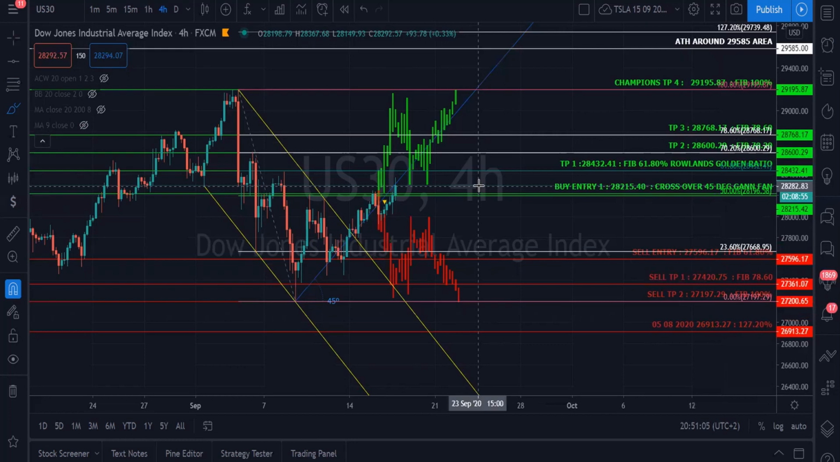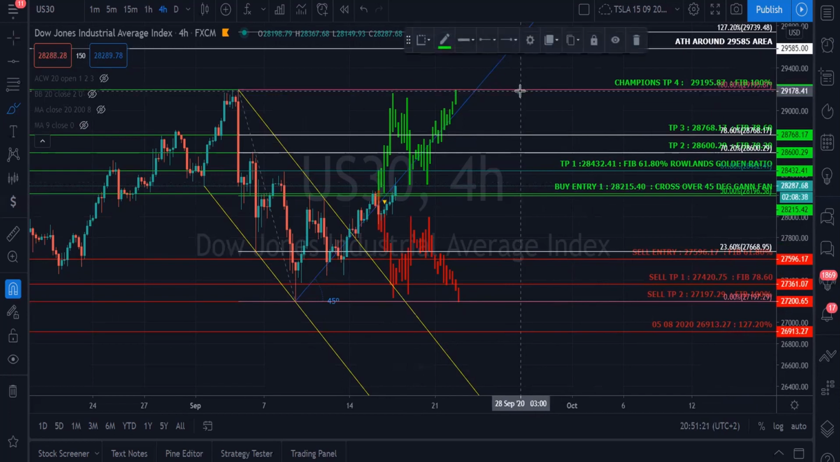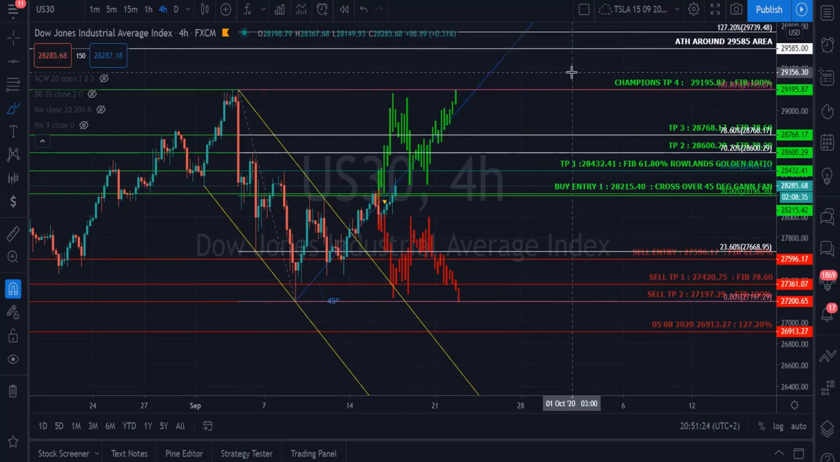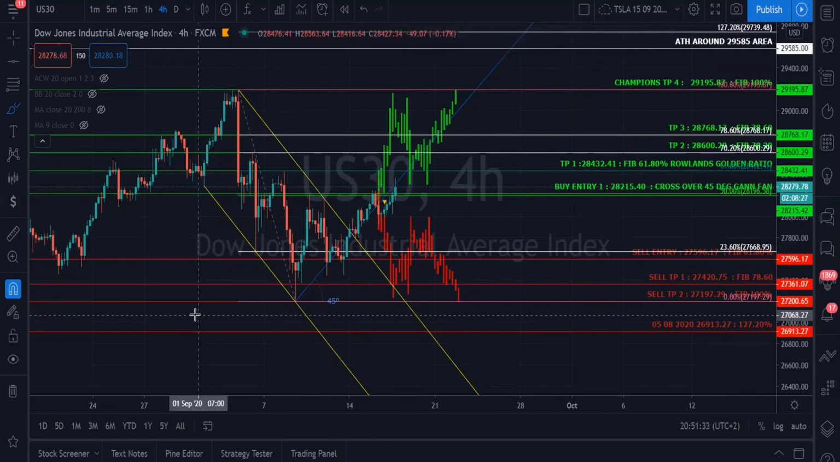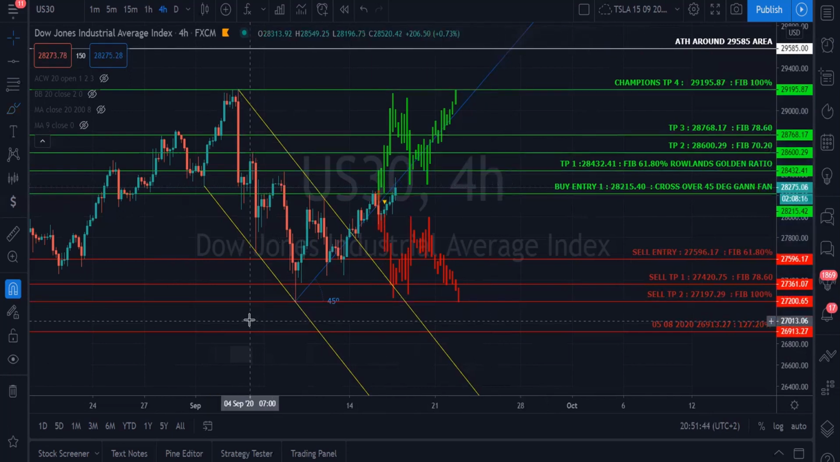Looking at Fibonacci, we pull from high to low and we got all of these figures. Then if we undo this Fibonacci, let's see if we can get rid of it. I think we locked this one, right? Let's see if we can get rid of Fibonacci. There we go. All you got to do is click on it and press the delete key.